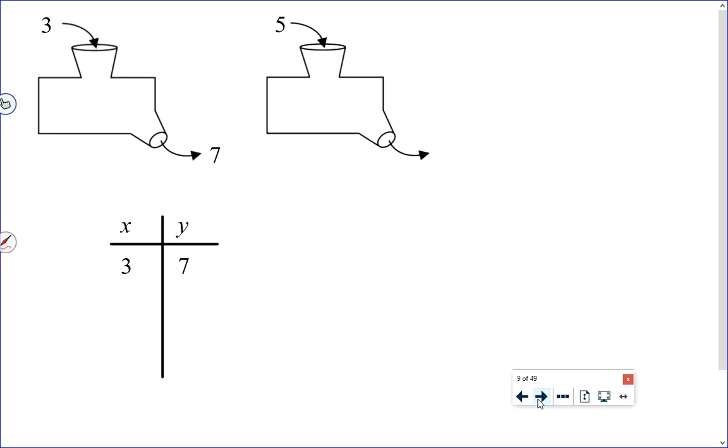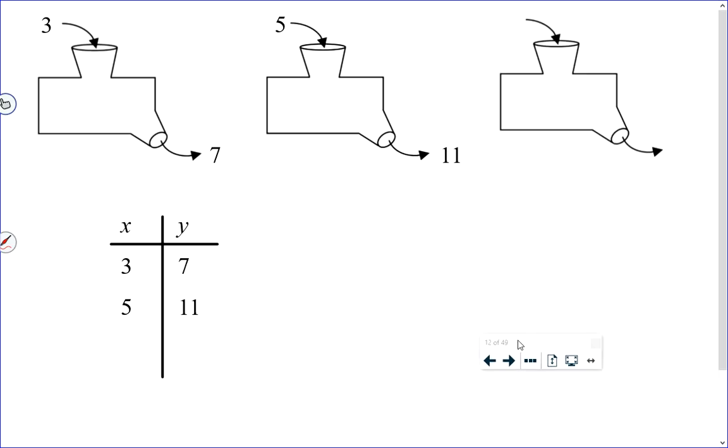If I take the same relation and I decide to input a value of 5, and the relation does something to that 5 and gives me the number 11, then that means that (5, 11) is a point on the relation. You can try it with a third one. If I put the number -4 in, and the relation does something to it, and it spits out -7, then that means that (-4, -7) is a point on the relation.